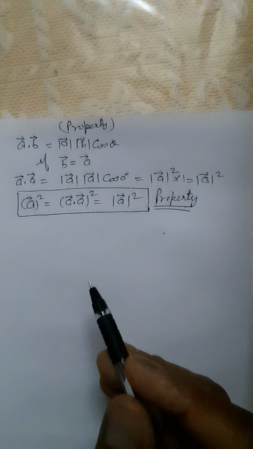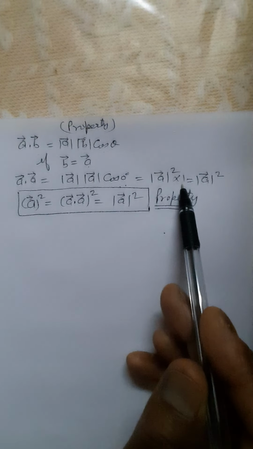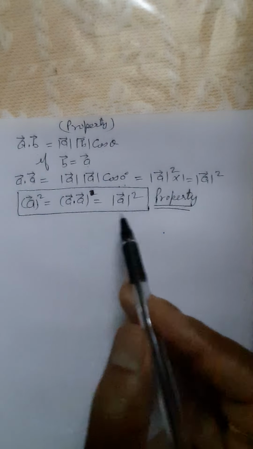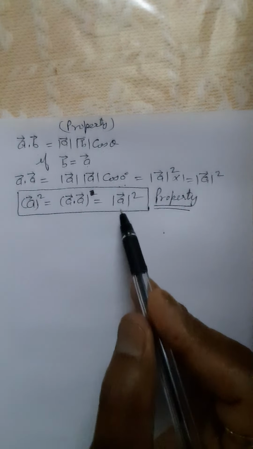because these two are same vectors, they are in the same direction, so angle between them will be 0 degree. So magnitude of A into magnitude of A whole square, and this value is 1. So this very important formula will be used while solving the question of dot product. This is the most important formula. If you square any of the vector, that means A dot A, A dot A will be always equal to magnitude of A whole square.